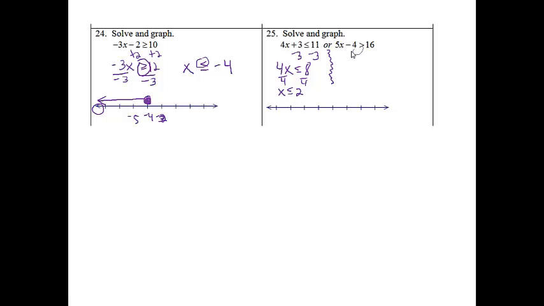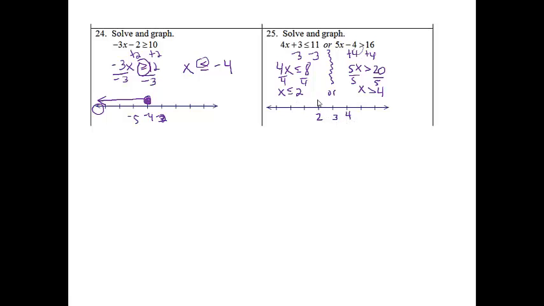And then I'm going to go over and solve this problem. To get rid of the -4, we'll do +4. So I'll get 5x > 20, and then we'll divide both sides by 5, and I'll get x > 4. So it's either x <= 2, or x > 4. So I'll put a 2, 4, I do need a number in the middle, which would be 3.